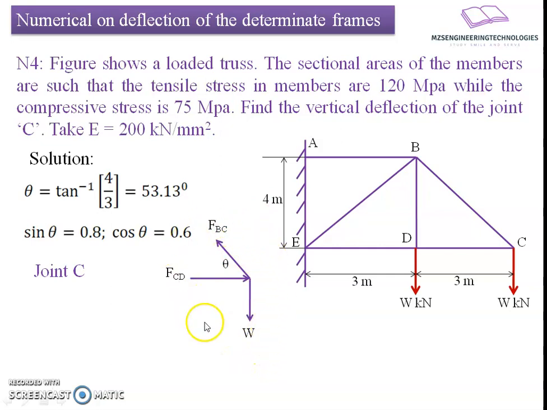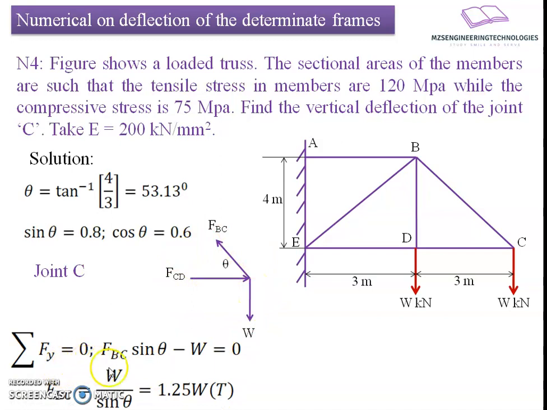If I apply a static equilibrium equation for this particular free body diagram, we get summation of Fy equals 0, a relation FBC sine theta minus W equals 0, resulting in FBC equals W by sine theta, with sine theta equal to 0.8, it results into 1.25 W tensile in nature.